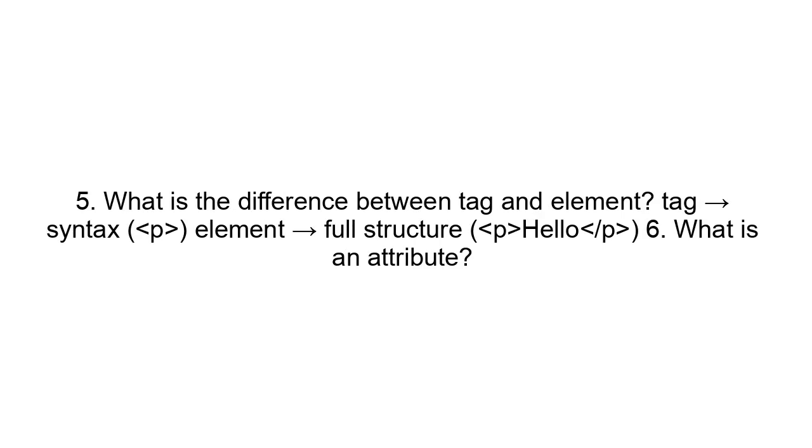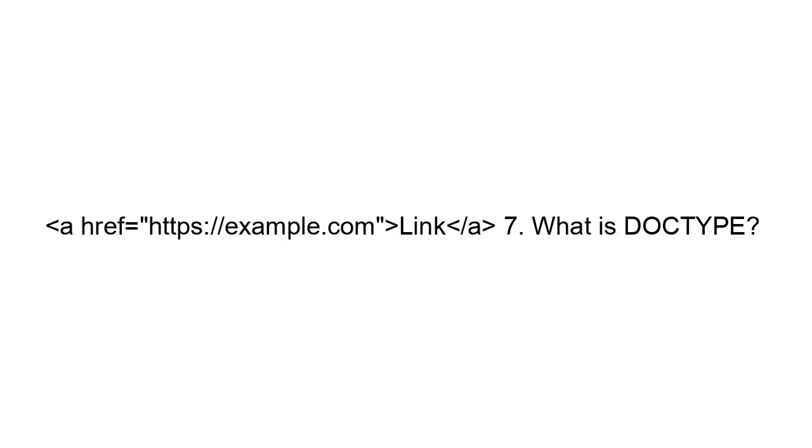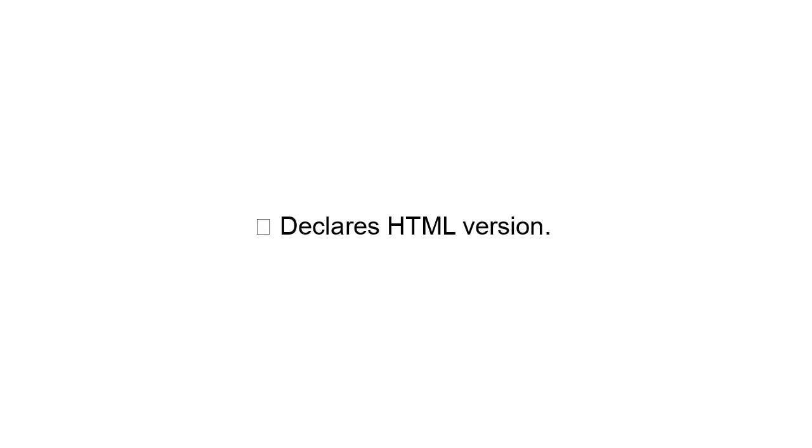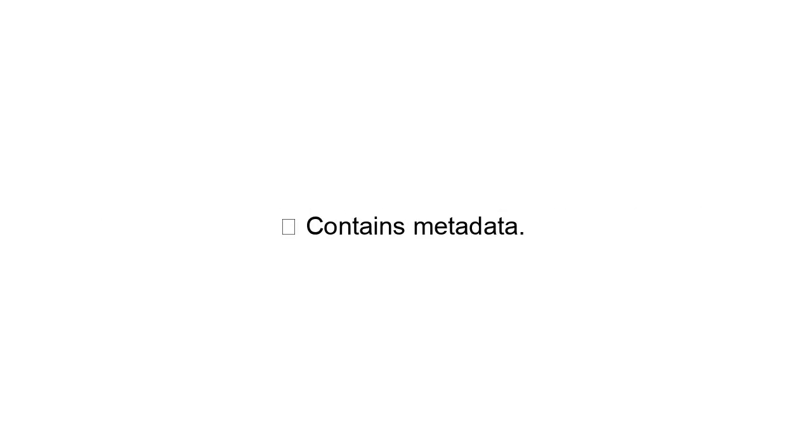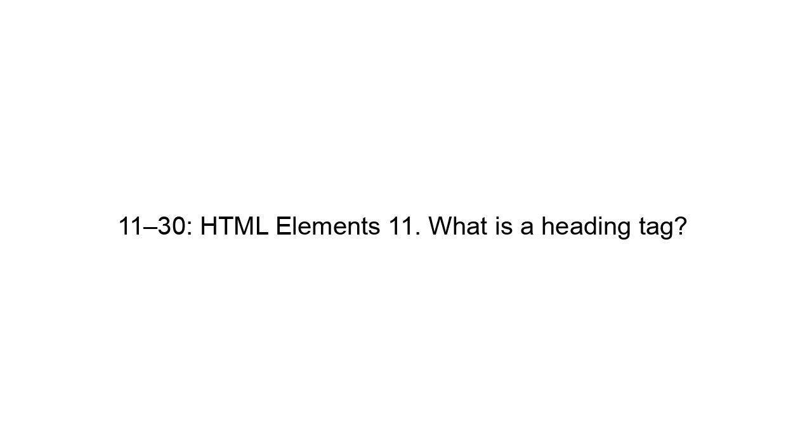5. What is the difference between tag and element? Tag means syntax. Element means full structure. P hello. 6. What is an attribute? Provides extra information about elements. Link. 7. What is doc type? Declares HTML version. Contains metadata. 10. What is body tag? Contains visible content.